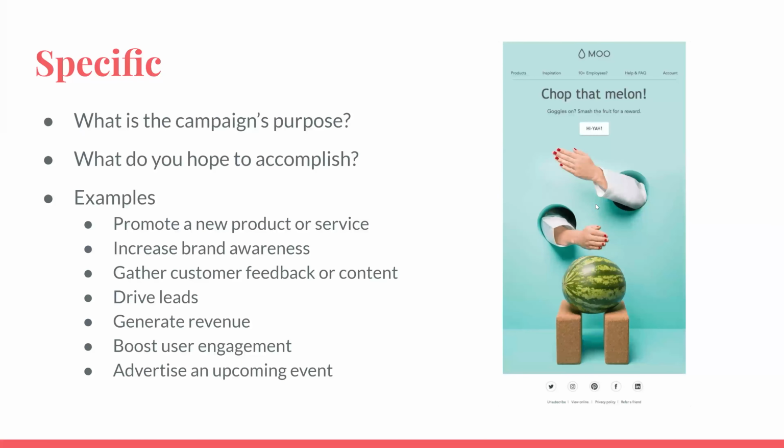So, specific. What is the campaign's purpose? What are we hoping to accomplish? Now, this could mean generating revenue through clicks on banner ads. It could mean actually selling product. It could be increasing brand awareness or product awareness. It could be an event that's coming up and we're advertising that event. So, creating awareness about the event, or by pre-selling some tickets to that event. So, whatever our campaign's goal is, we need to state specifically what it is we're hoping to accomplish.